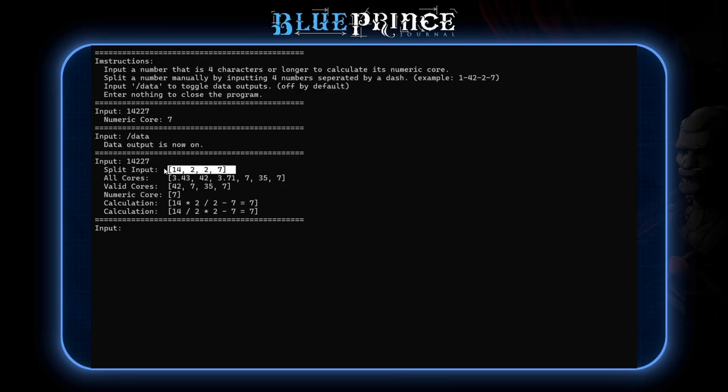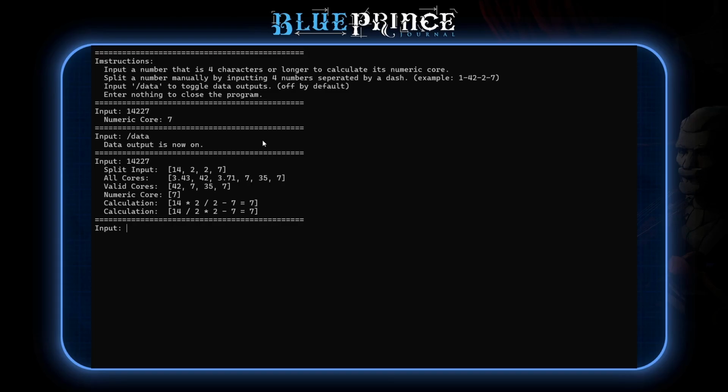Over here, those are the inputs. Those are the values that it gives back for the cores. Those are the valid ones. That's the smallest of the valid ones. And those are the calculations that produced that core.